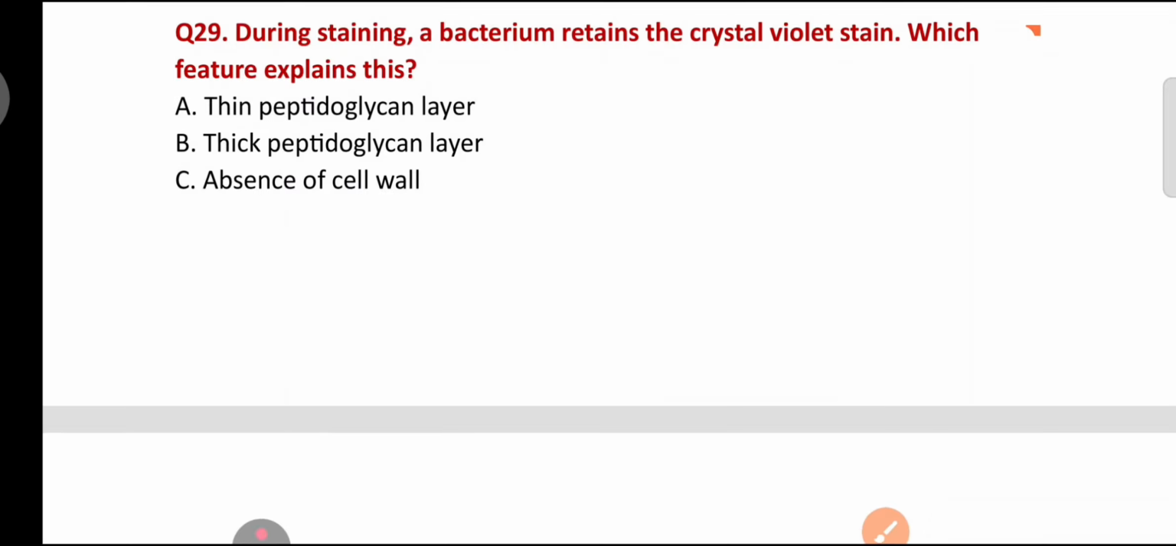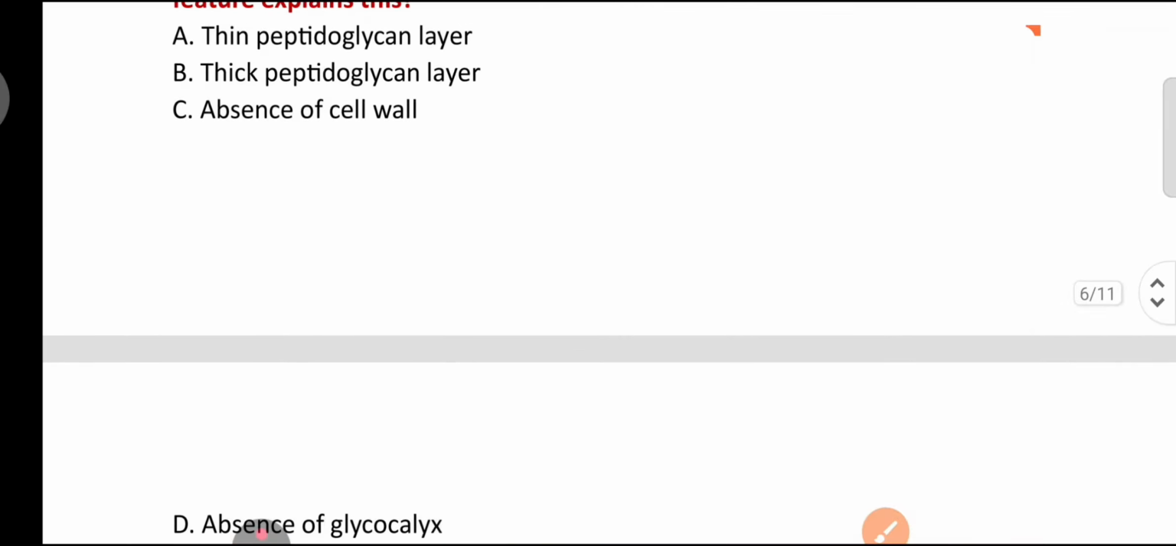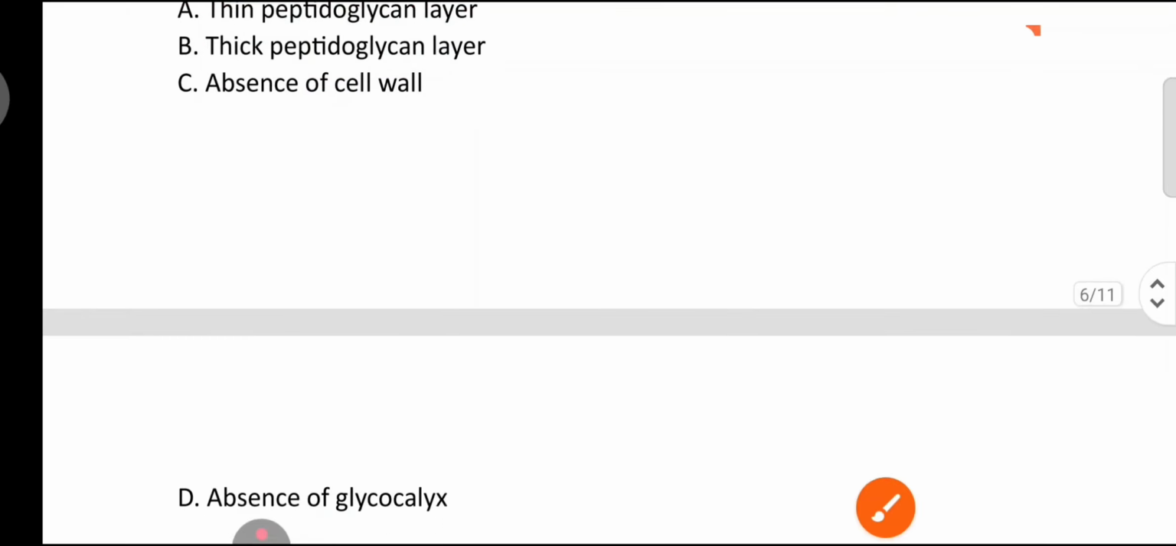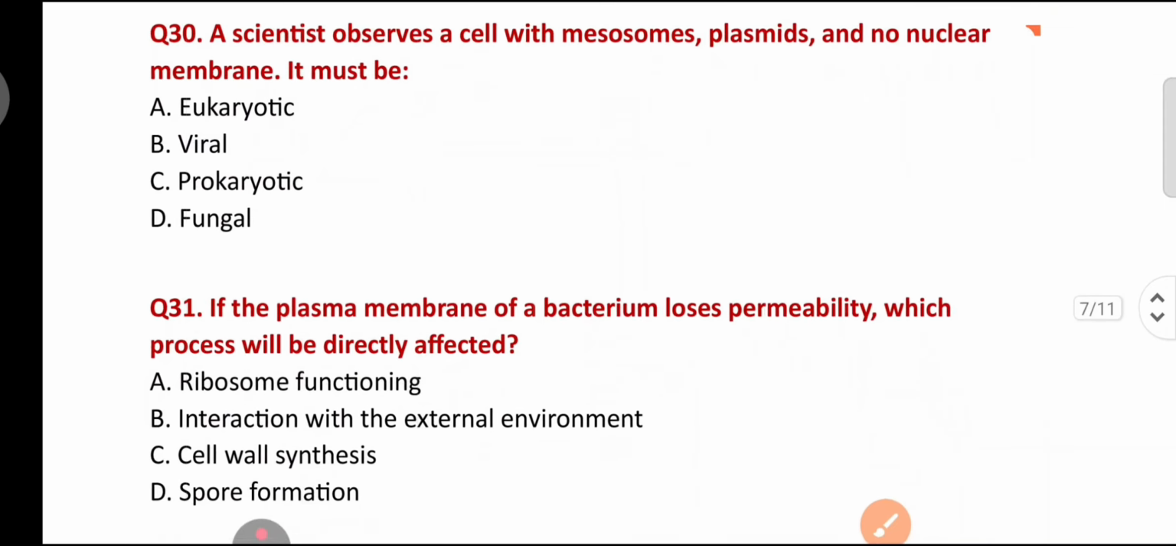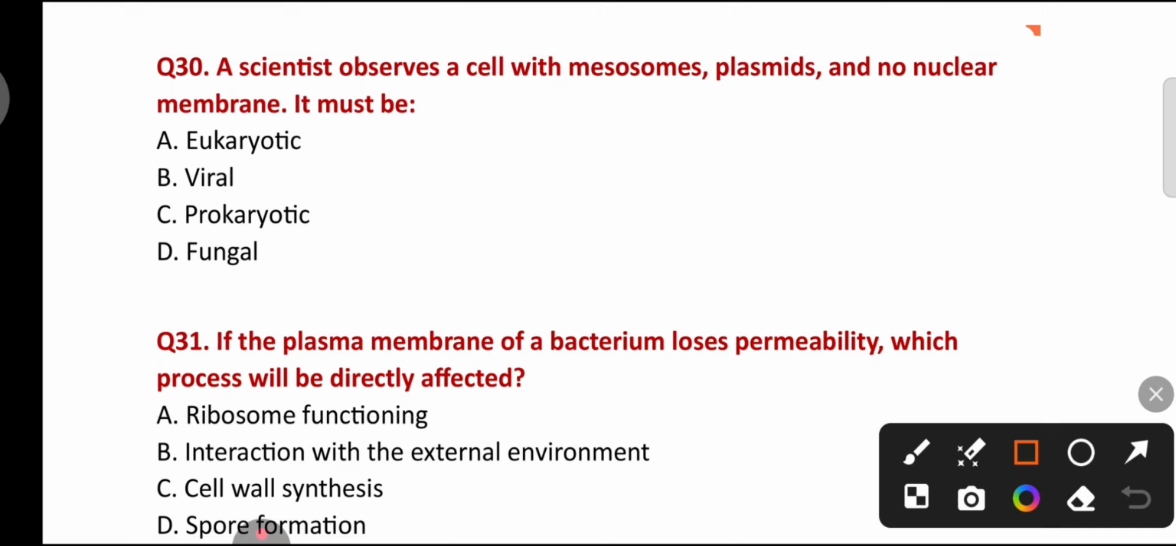During staining, a bacterium retains the crystal violet stain. Which feature explains this? Thin peptidoglycan layer, thick peptidoglycan layer, absence of cell wall, absence of glycocalyx. Thick peptidoglycan layer. A scientist observes a cell with mesosomes, plasmids, and no nuclear membrane. It must be, this is the nature of a prokaryotic cell.